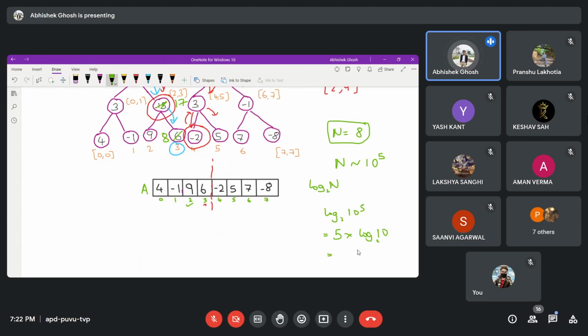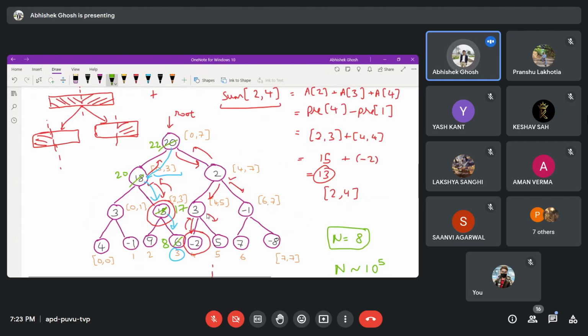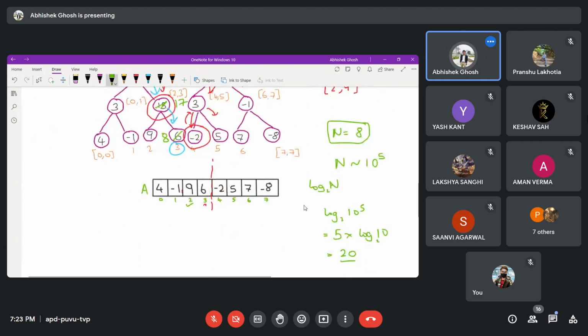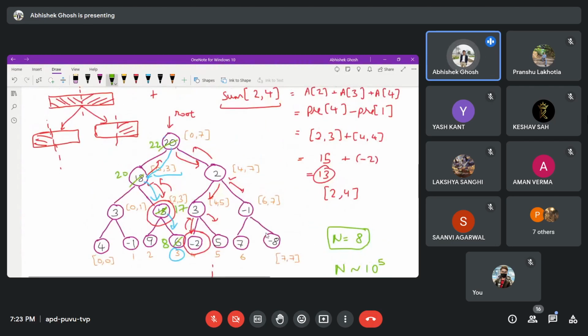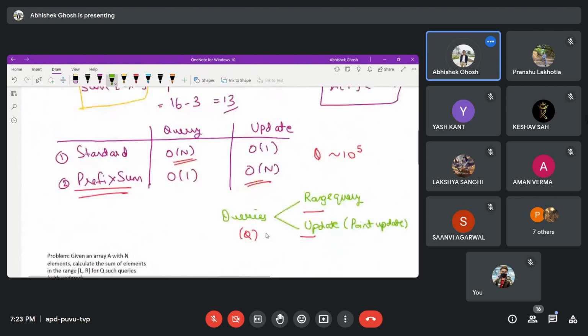Log 10 base 2 is something in the range of 3 something. So in the worst case, we will make around 20 changes in the array. And 20 is way smaller than 10 power 5, right? 20 is very, very smaller than 10 power 5. So we have saved a lot of time when the value of n and q is very large.